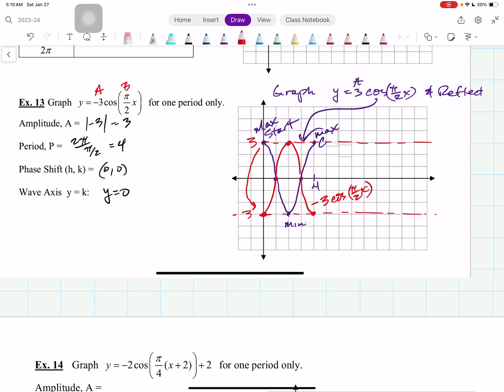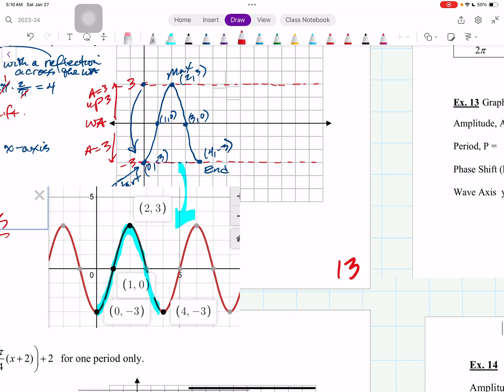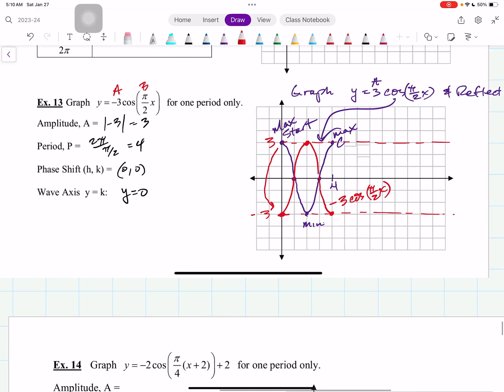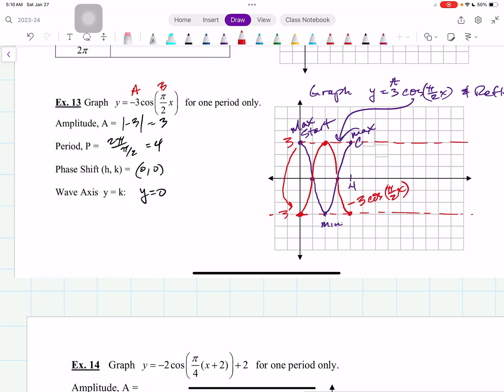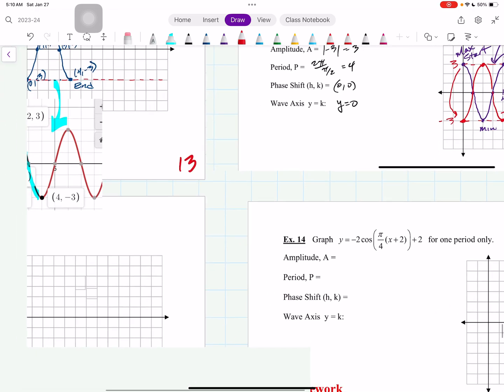So there are 2 ways to think about it here. You could graph this one first and then reflect it, or you can do it the way I did earlier in the beginning. You can just reflect immediately. I do the first method here, but this may make more sense to you guys if you do it this way. So you decide which way makes more sense. Okay, all right, now let's do a shift.